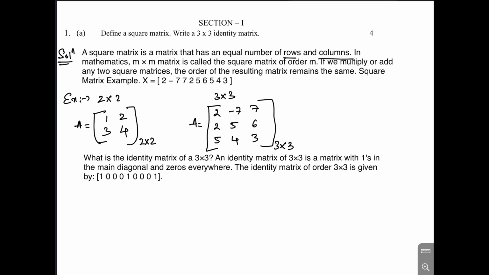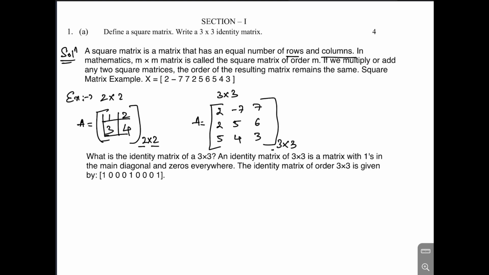As we can observe from the matrix here, 2 rows and 2 columns. Similarly, here also 3 rows, 3 columns.